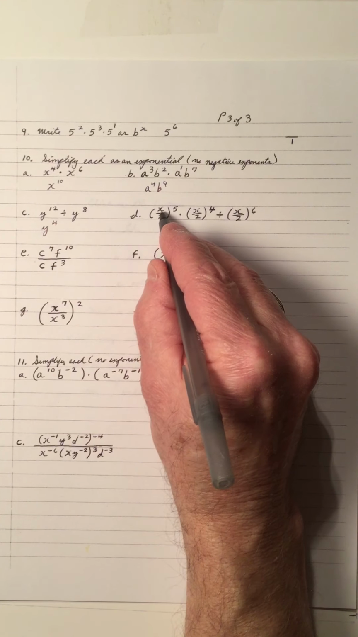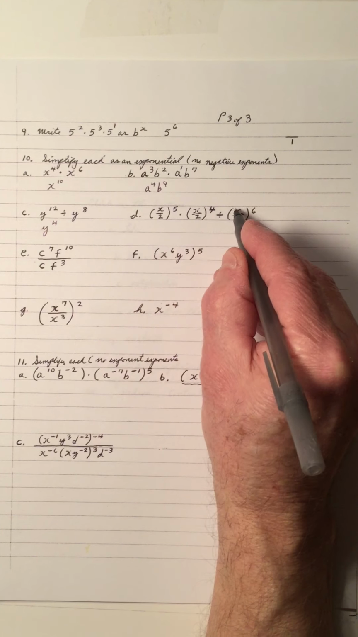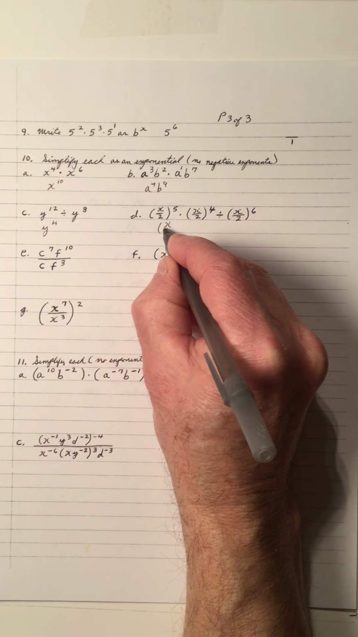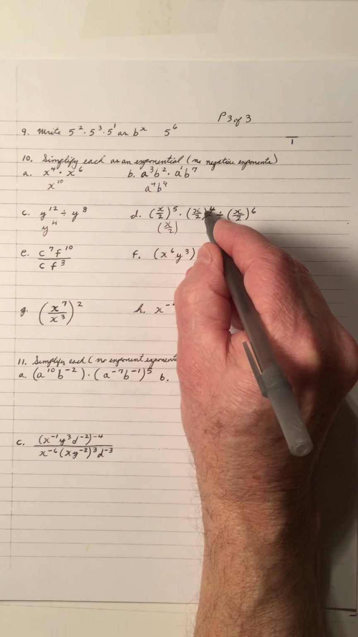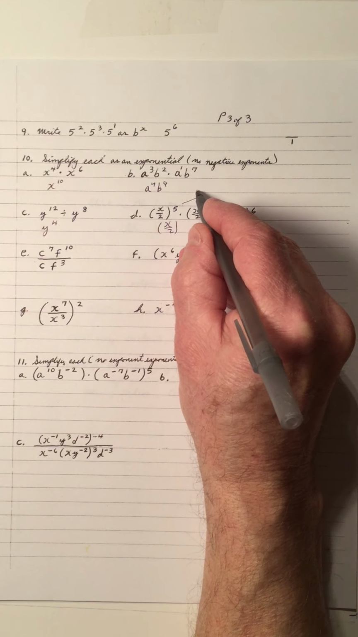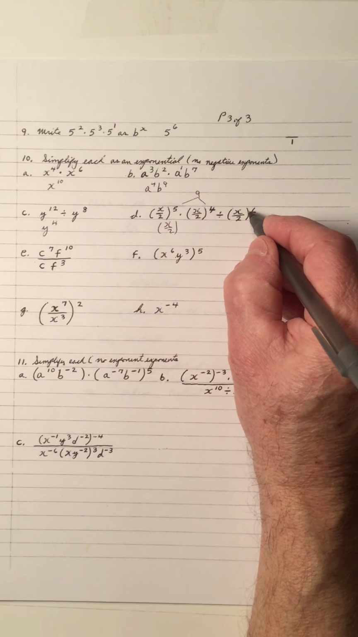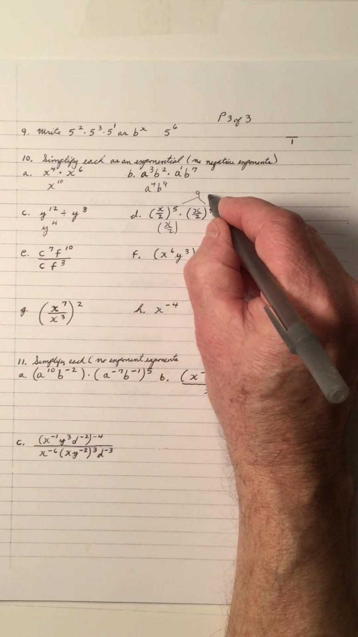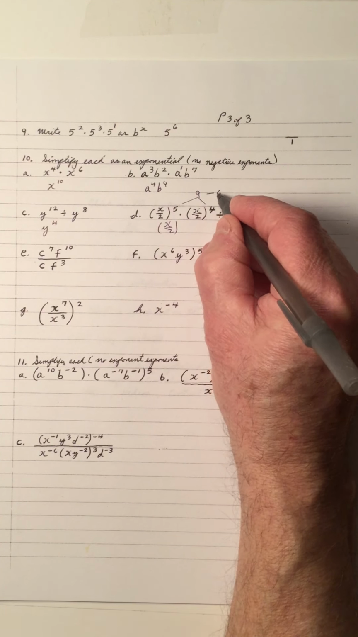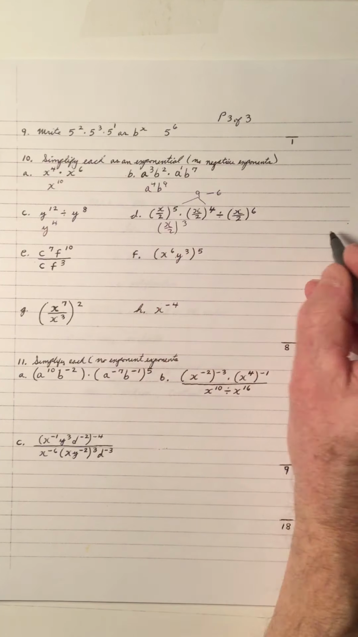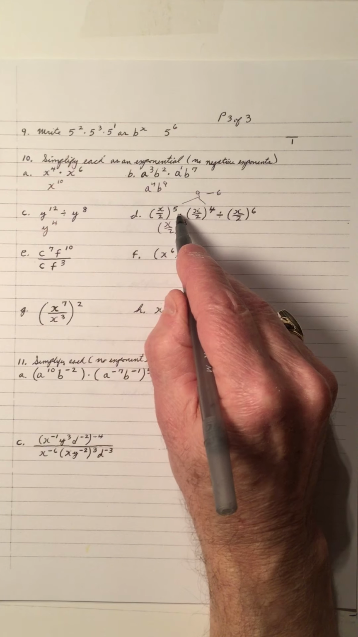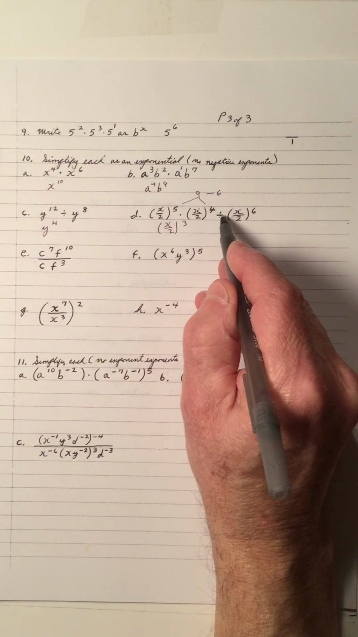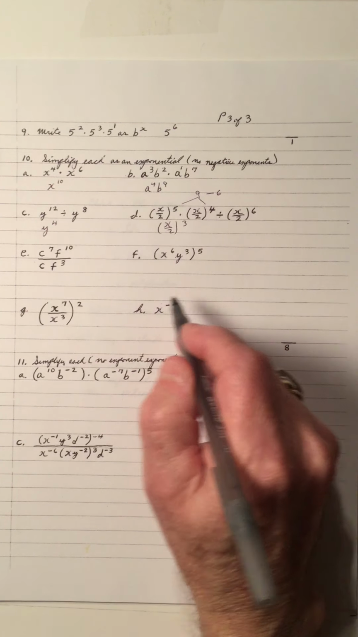And the base is x over 2. So the base is x over 2. And when we multiply, we add, so that gives us a 9. And then we're dividing, so we subtract. So 9 subtract 6 is 3. So x over 2 cubed. Again, we're multiplying, so we add. And because we're dividing, we subtract.